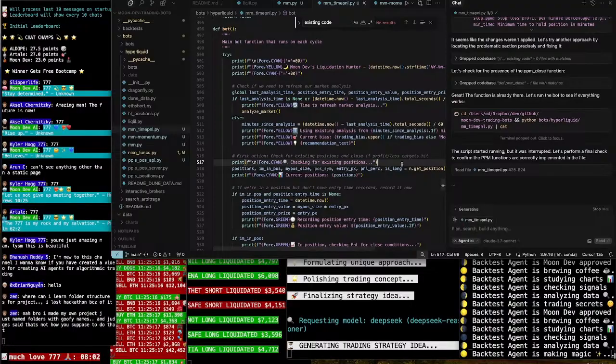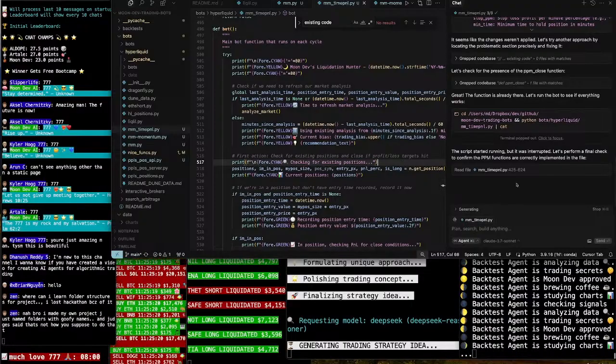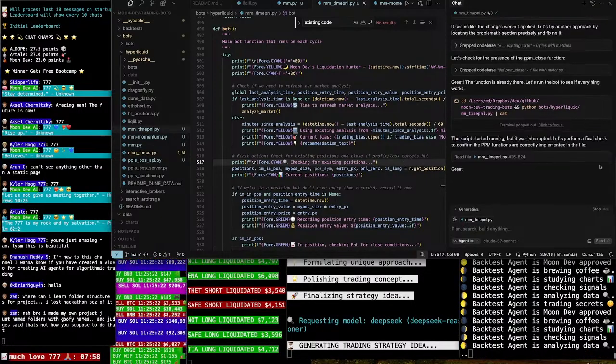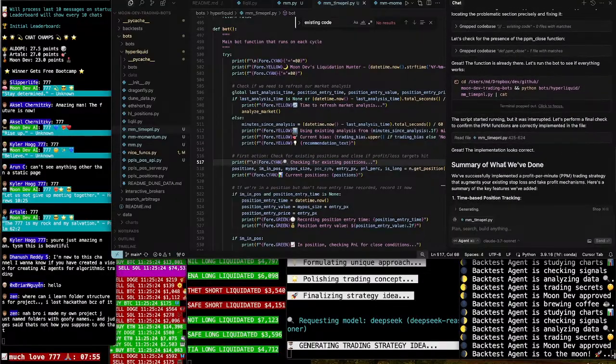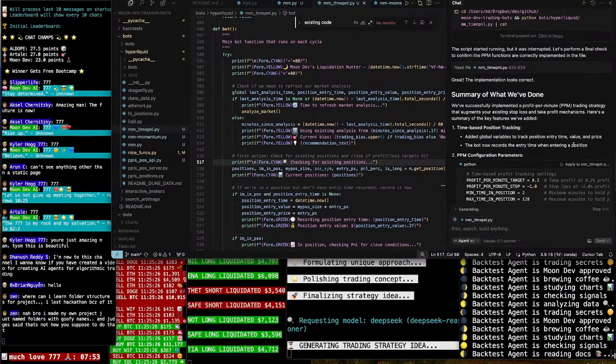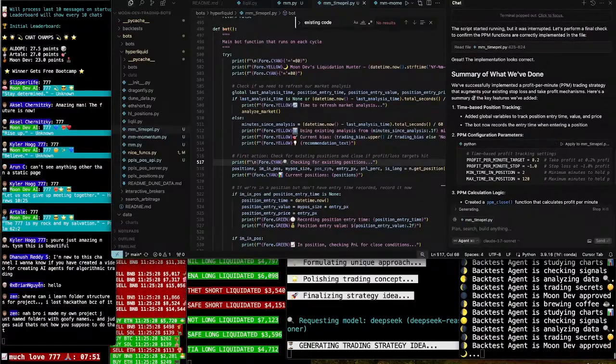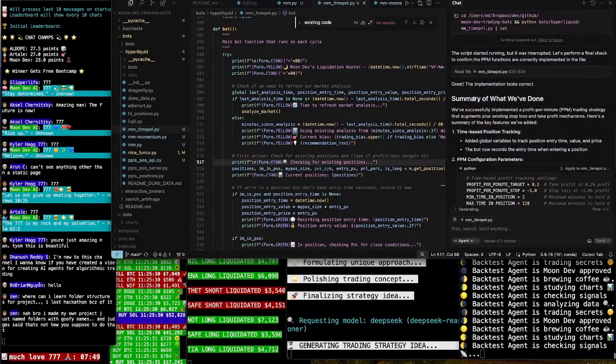Okay, let's go ahead. I want to get a new key in here, actually. So the script started running, but it was interrupted. Okay. Summary of what we've done. We've successfully implemented a profit per minute strategy that augments your existing stop loss.